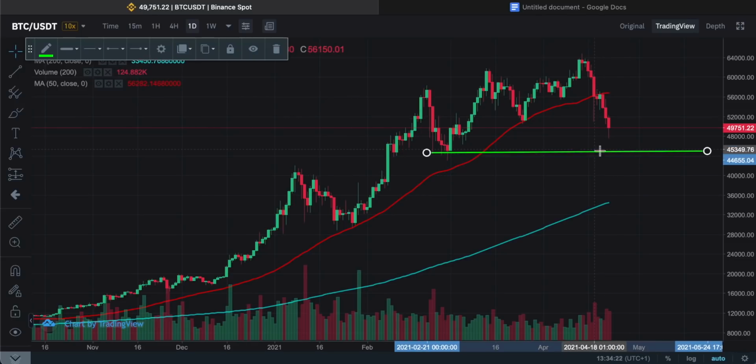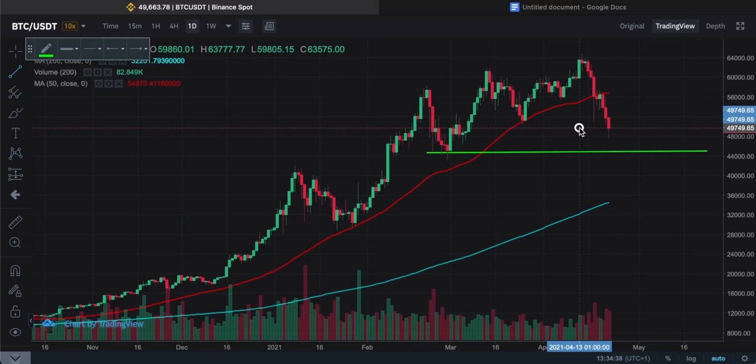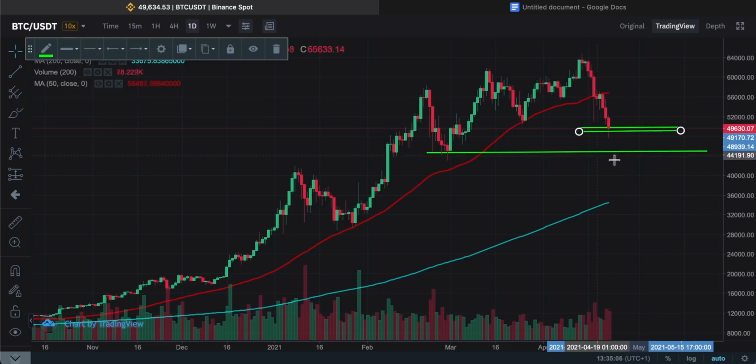Firstly, you can use this area as support and maybe accumulate some Bitcoin. So you may enter some limit orders around this level at 50,000. You might want to enter another limit order just under that. And then you could accumulate some Bitcoin around this level, hoping that the malaise and all of the bad news about taxes in the States would actually clear up and we may get a bounce off of these support levels.